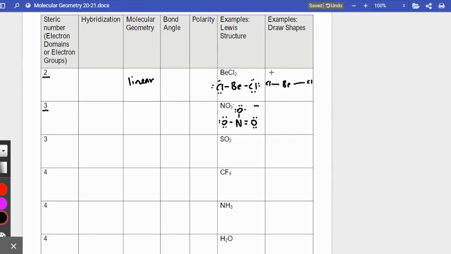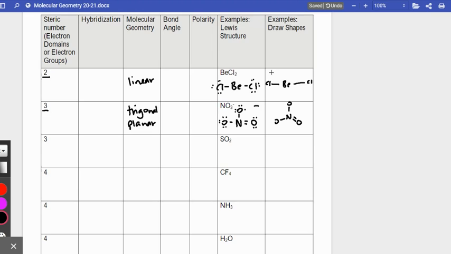And so this would look like N, O, O, and O, and this shape is called trigonal planar. Okay, because there are 3 things around the central atom. This double bond counts as 1 set of electrons. So the steric number of 3 makes a trigonal planar shape.